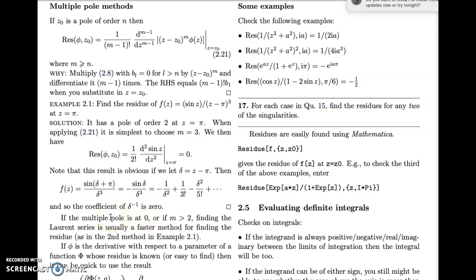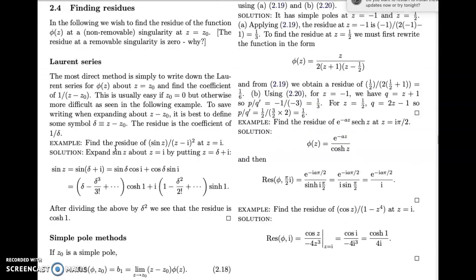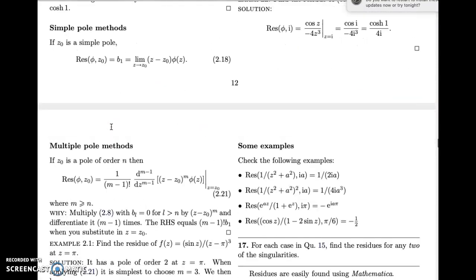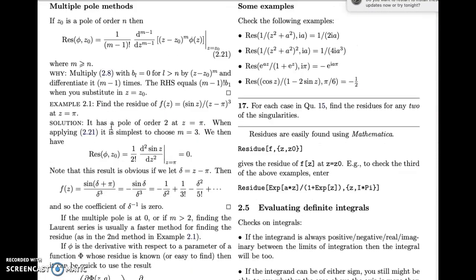Right, so which method should we use? We've actually already done another multiple pole method, which is the Laurent series. That's the one we did first. This Laurent series method works for any type of pole, so that's an alternative multiple pole method.